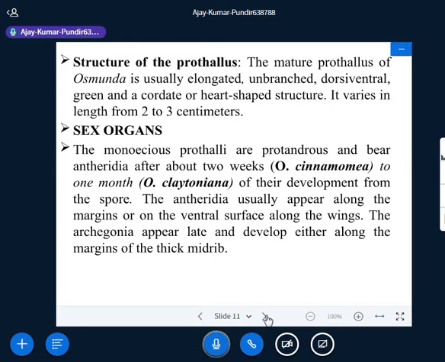Remember it, my dear students. In the prothallus of Osmunda, there is a presence of a midrib. On both sides of the margin of the midrib, antheridium and archegonium develop. Remember it. The presence of a midrib is the diagnostic feature of the Osmunda prothallus. The mature prothallus or gametophyte is large, up to 5 cm long, fleshy, thalloid, green. So it is a very interesting structure during the life cycle of Osmunda.